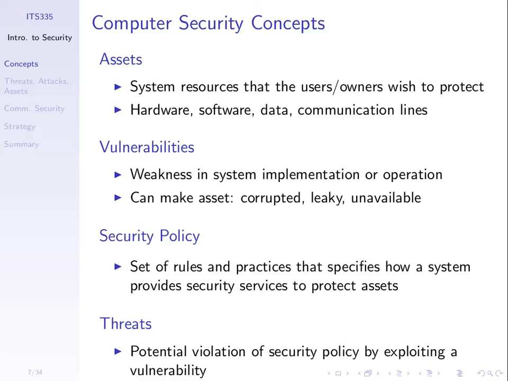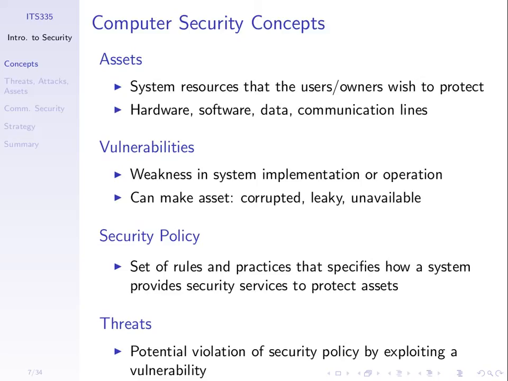Hardware. So the assets may be the physical hardware. Software, so the programs that run on computers. Data, the information, so data in databases, files and so on, we want to protect them. And the communication lines that connect different computers together, because the data usually traverses those communication lines. So we may want to protect all of them, or just a selection of those assets in securing a computer system.